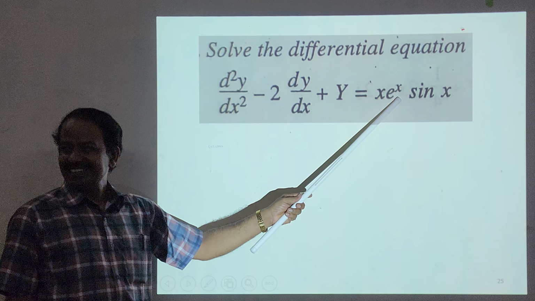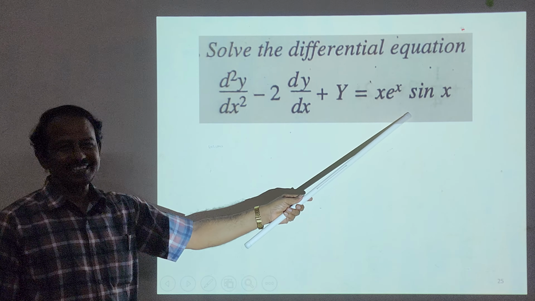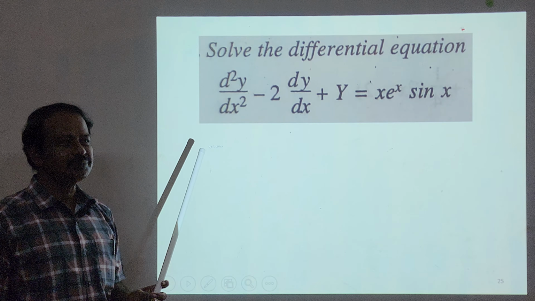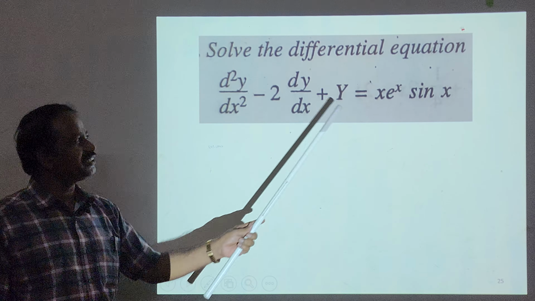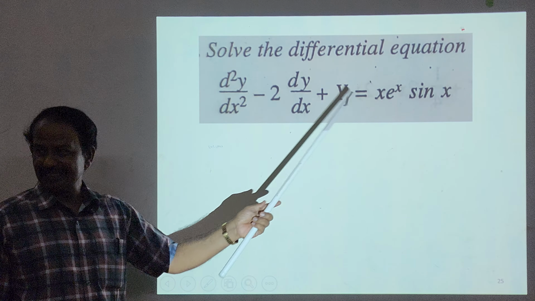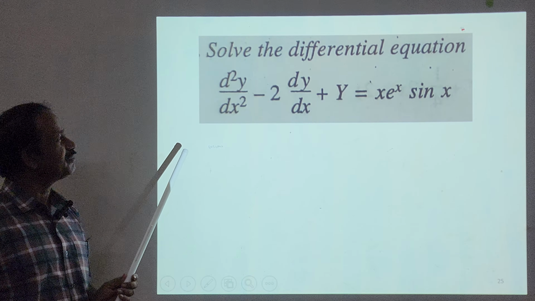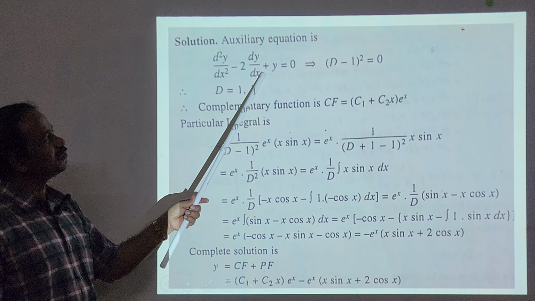Now look over here. The right hand side is very tedious. Now it involves polynomial, exponential, sin x, trigonometry. So earlier we looked at some problems individually, x alone, e power x alone, sin x alone. See, now we are going to have them together. So we will try to solve this equation: d squared y by dx squared minus 2 dy by dx plus y equals 0.